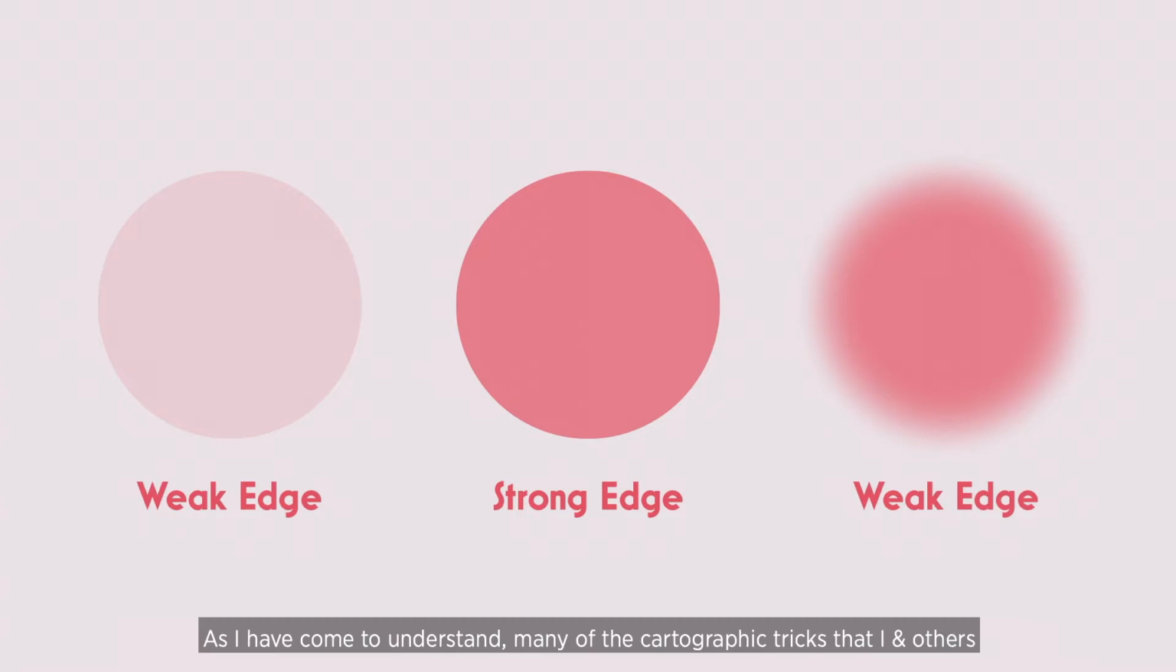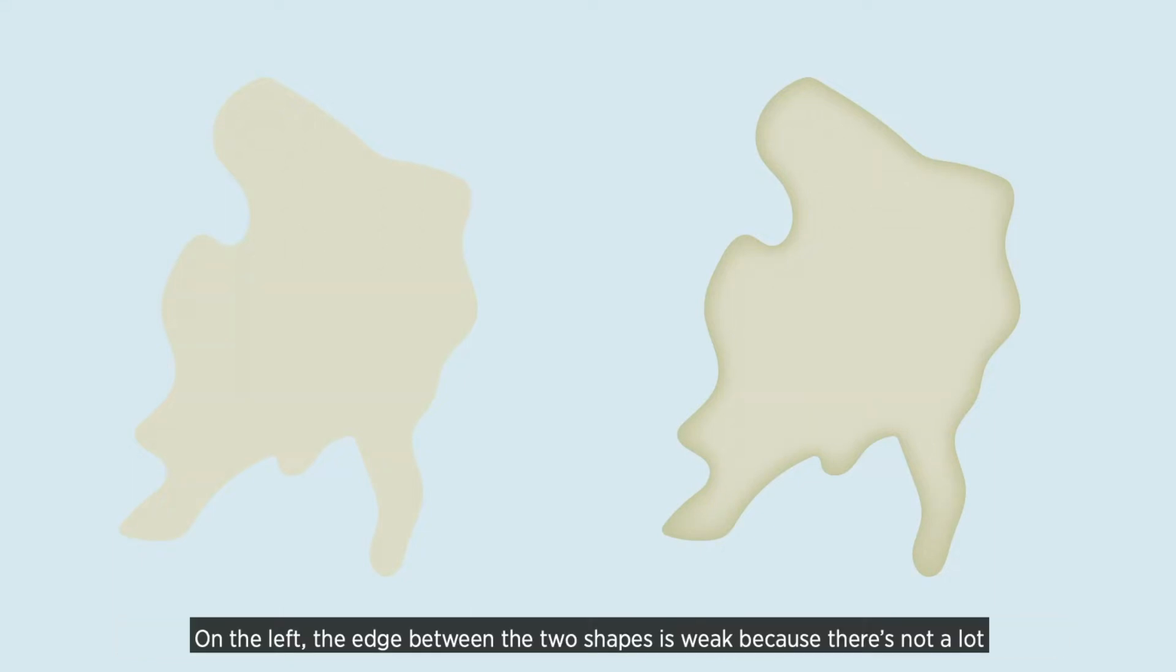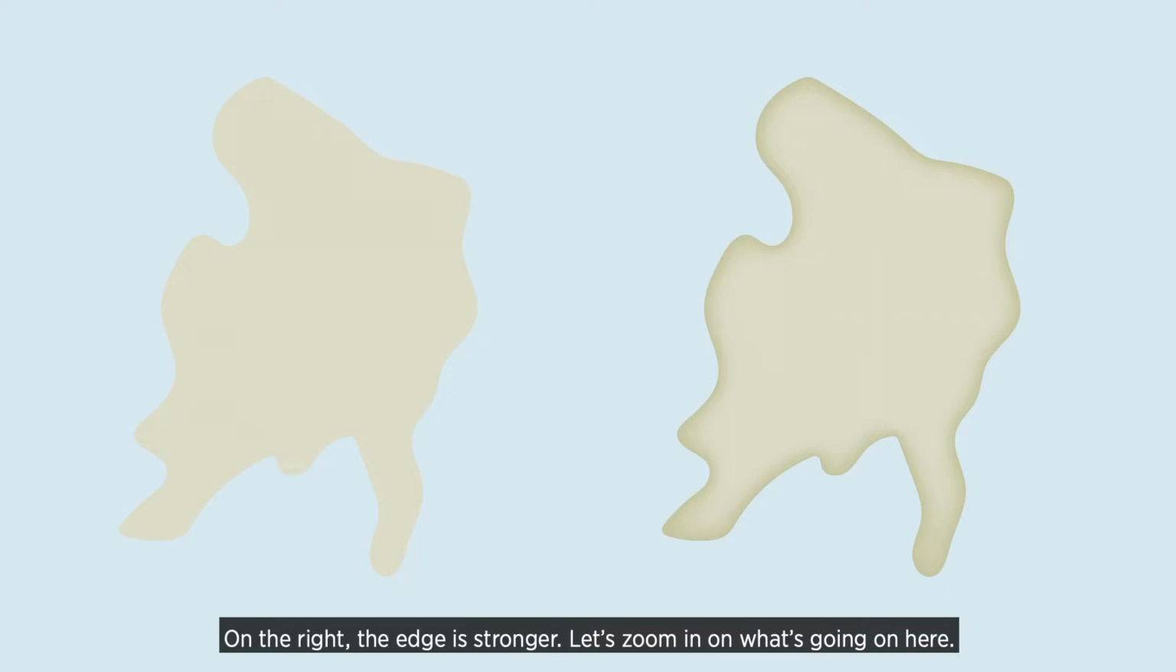As I have come to understand, many of the cartographic tricks that I and others regularly use are, in essence, about this, about making edges stronger or weaker. So let's look at an example, glows. Here I have two islands, one with a glow and one without. On the left, the edge between the two shapes is weak because there's not a lot of contrast between the colors, so it's not easy to perceive, though you can probably manage it. On the right, the edge is stronger.